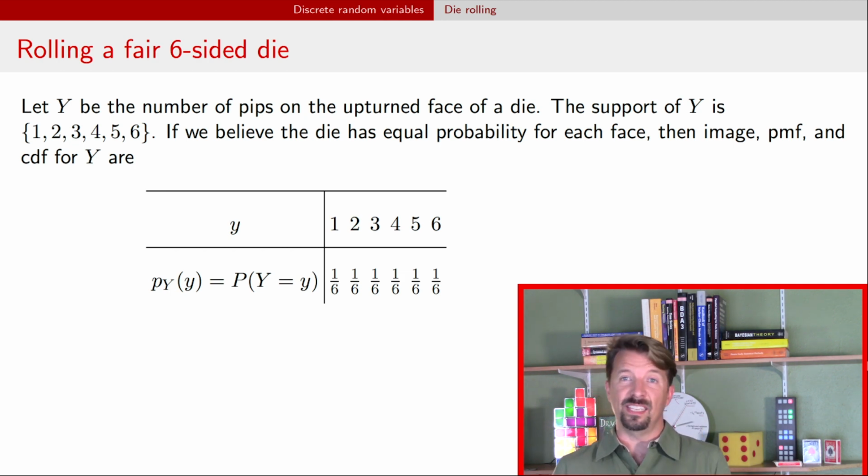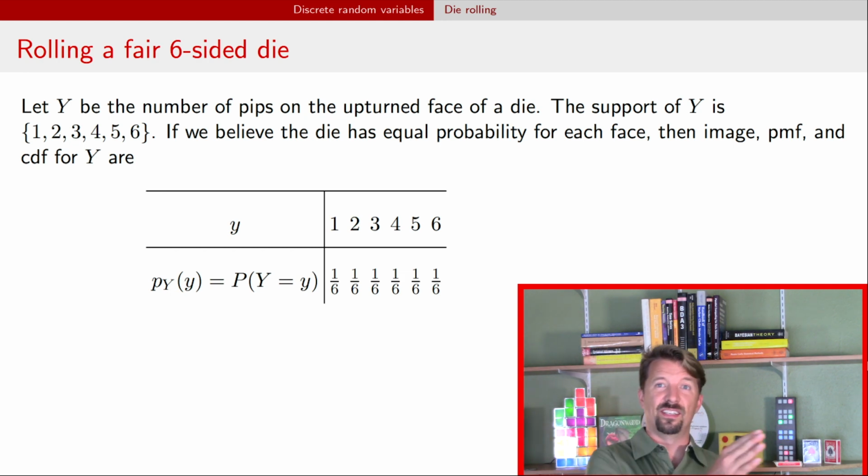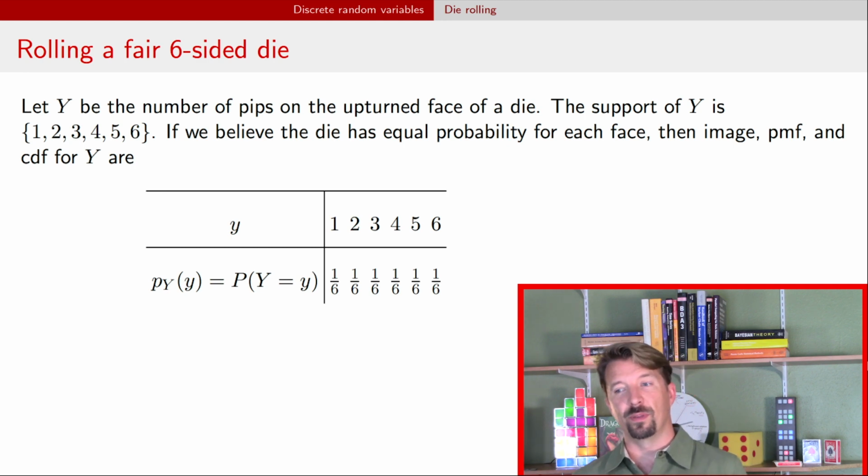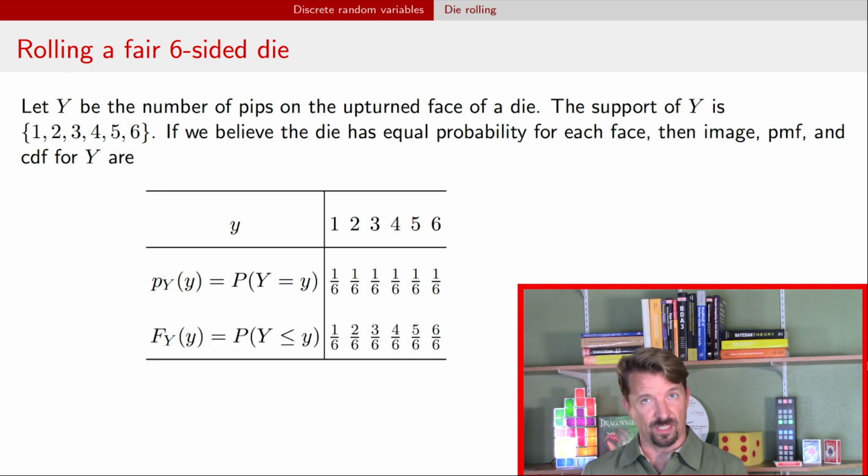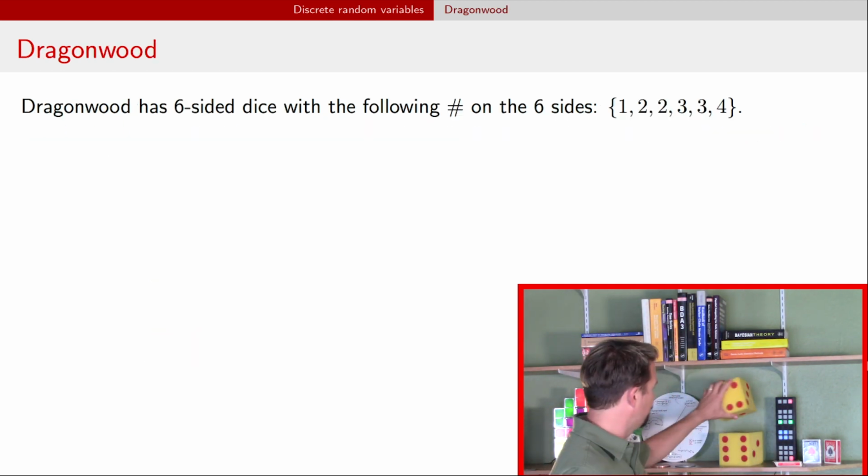And then for the CDF, we just have to do a cumulative addition. And so the probability of being less than or equal to 1 is just 1/6. The probability of being less than or equal to 2 is the probability of being 2 plus the probability of being 1, so a total of 2/6. And we get 3/6, 4/6, 5/6, and 6/6, which is 1. Okay, that's rolling a six-sided die.